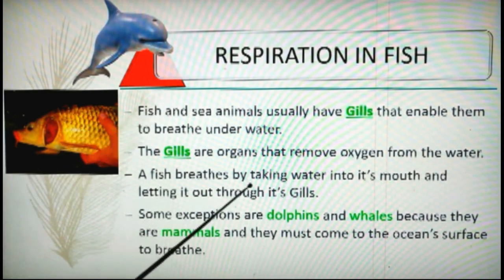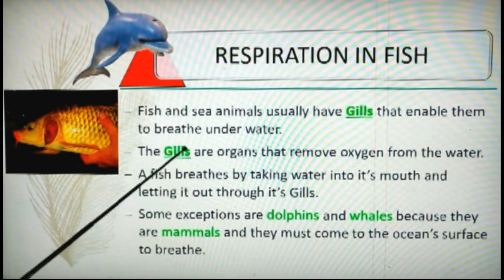Some exceptions are there in the case of dolphins and whales, because as you all know, they are mammals. They should come to the ocean surface to breathe, as they do not have gills, they have lungs. If you are asked to write the exceptions, you must write the examples of dolphins and whales. Because these dolphins and whales are mammals, if they want to get oxygen, when they live under the water, they will not get it. They are supposed to come to the ocean surface to breathe. So this is about the respiration in fish.